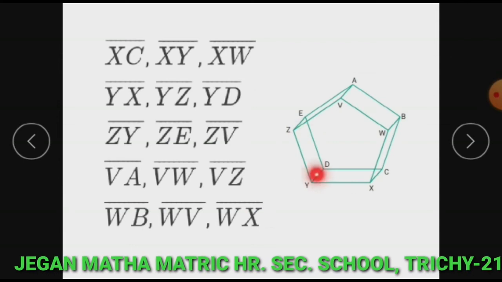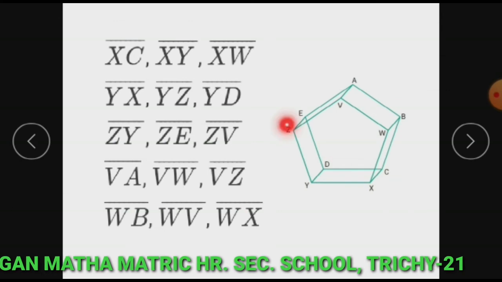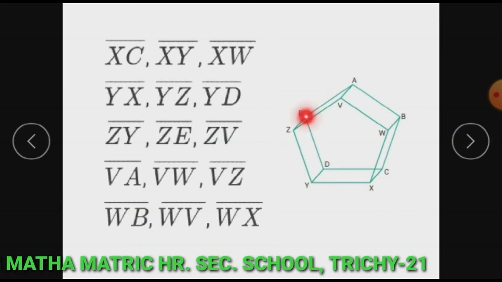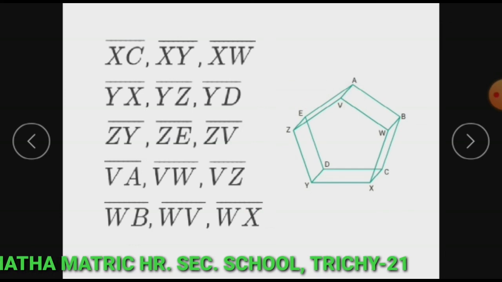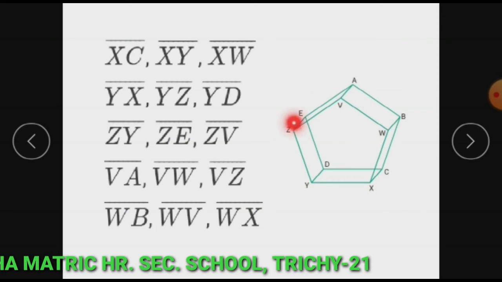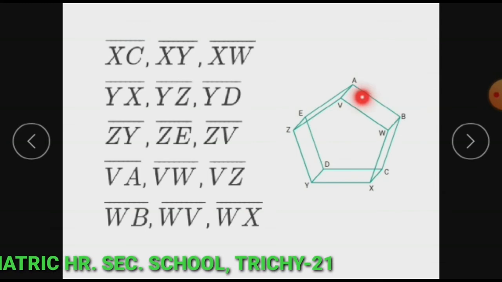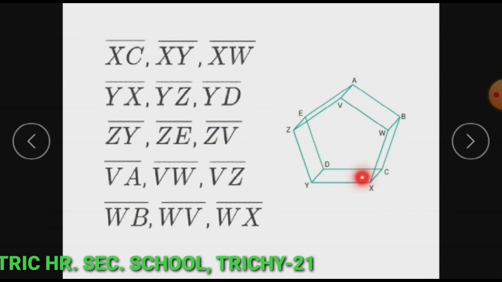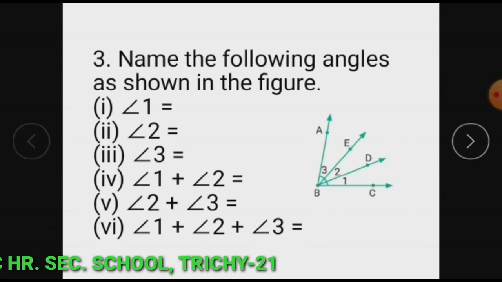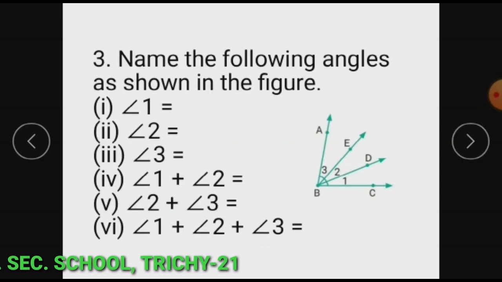YZ, YX and YD; ZY, ZE and ZV; VA, VW, VZ; WB, WV and WX are the given intersecting lines in this figure.